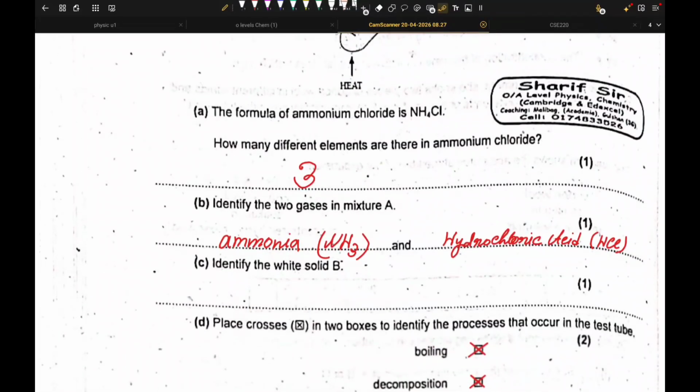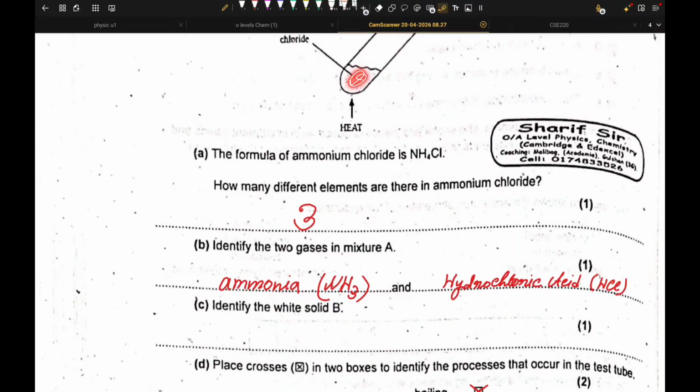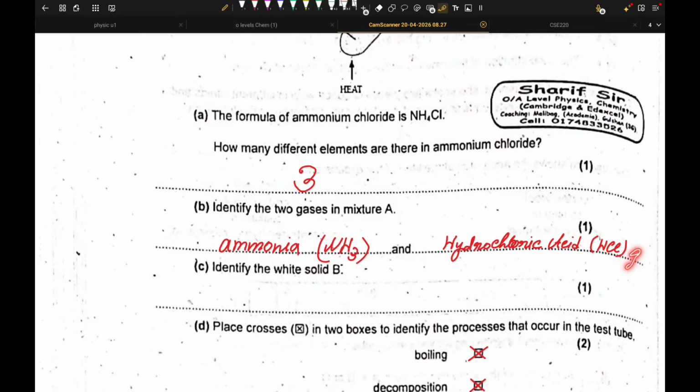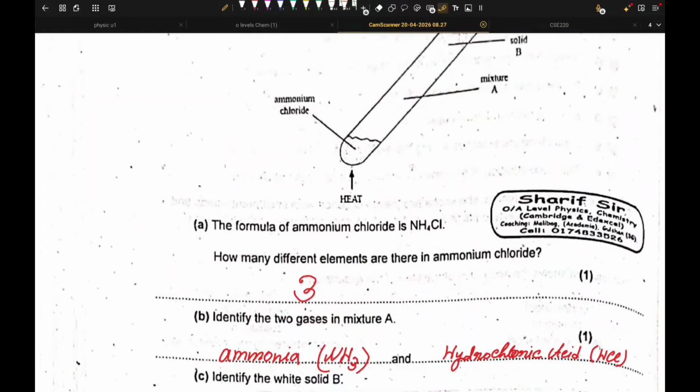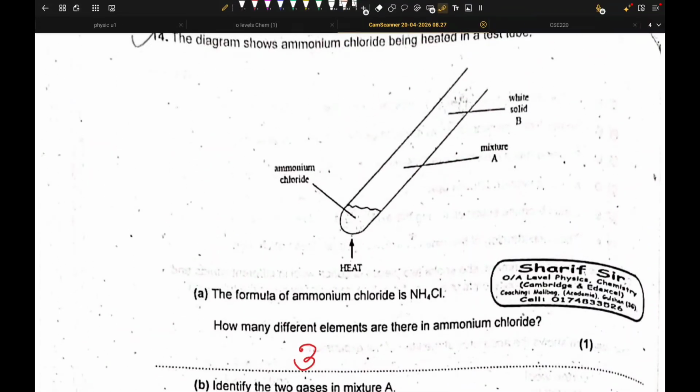So ammonium chloride is one thing that is in the lower part. So there are 2 gases in mixture A, among which one should be ammonia gas, the other one should be hydrochloric acid, but in gas form. Only then they will react and produce this, that is the possibility, because ammonium chloride was heated to disintegrate it.